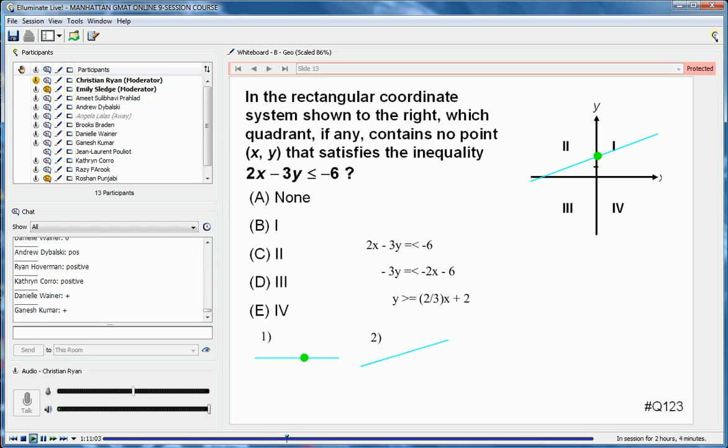Positive. Yeah, I like that so far, because if I move the green dot to the right, I got to move it up. And I don't have to move it up all that much, so I would say this is a pretty shallow slope.